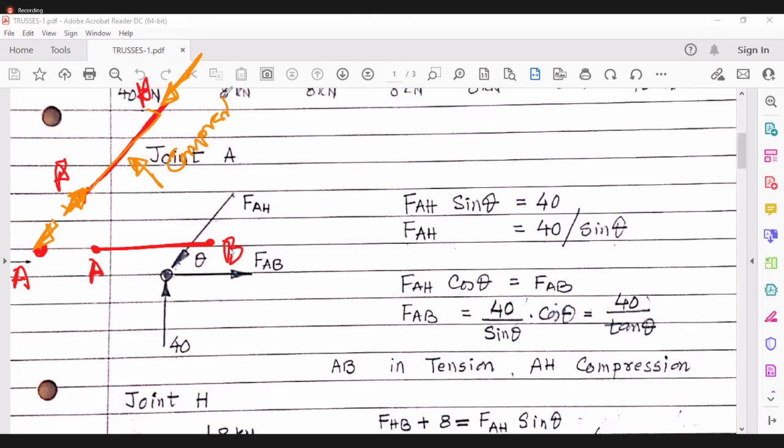Right? Now AB is pulling point A. Look, it is in this direction. So element AB is pulling the joint. So the joint is pulling AB at A. So at B also it must be being pulled by the joint B. Now element AB is pulled by both the ends, so it is in tension at both the ends.